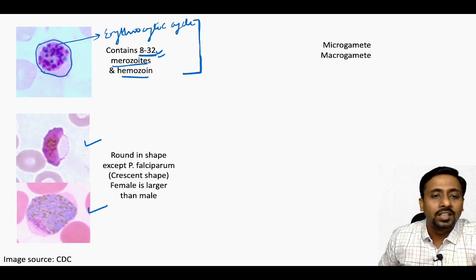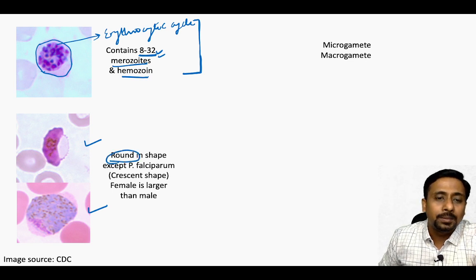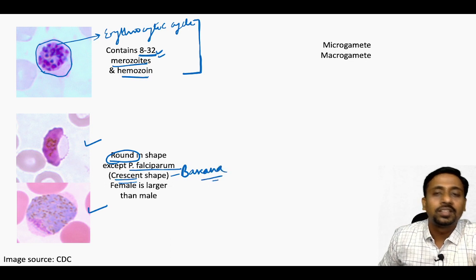So basically the gametocytes in case of plasmodium are usually round in shape, except in case of Plasmodium falciparum, in which the gametocyte is crescent in shape, also called banana shape. Crescent shape or banana shape.